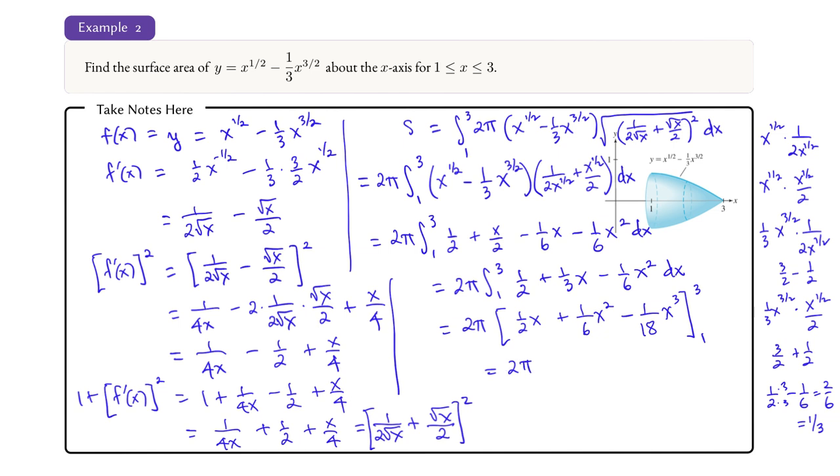We then apply the fundamental theorem of calculus. Plugging in 3 into this antiderivative, we have 3/2. Plugging in 1, we have 11 over 18. 3/2 minus 11 over 18 is 8 over 9. And so the surface area is 16 pi over 9. It is the exact area.